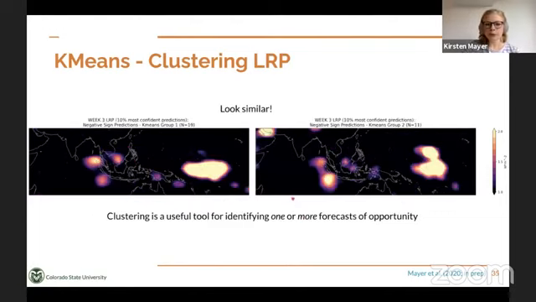So we also did this for week 3, but as you can see, these are very similar. We have the two hotspots, one over the maritime continent and one over the Western Pacific for both of these. So clustering can be a useful tool for identifying one or more forecasts of opportunity and some that we may not even know.